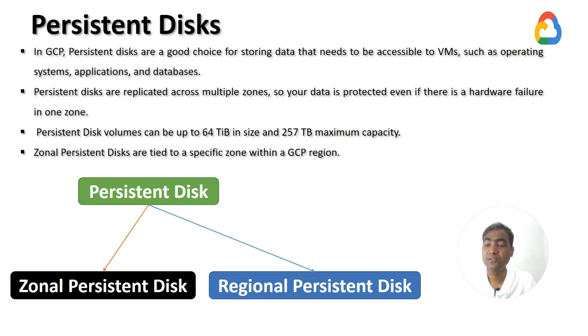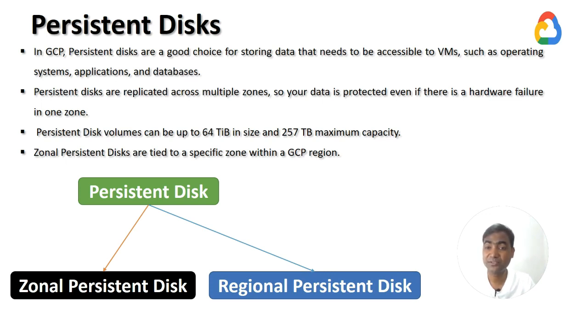Guys, zonal persistent disks are tied to a specific zone within a GCP region. This means they are available in a single data center within a region. They are designed for high availability within a single zone. Google replicates data within the zone to ensure durability in case of hardware failure. Zonal persistent disks are suitable for workloads where high availability within a specific zone is sufficient. They are often used for applications that do not require redundancy across multiple zones.